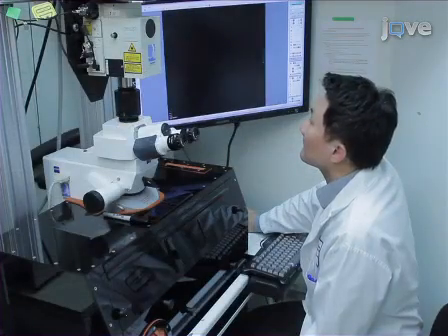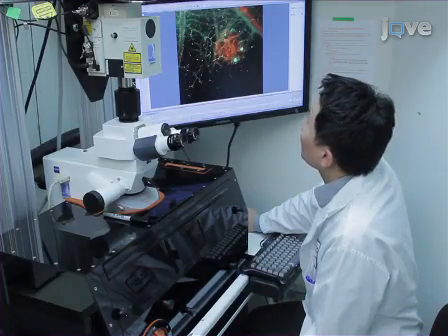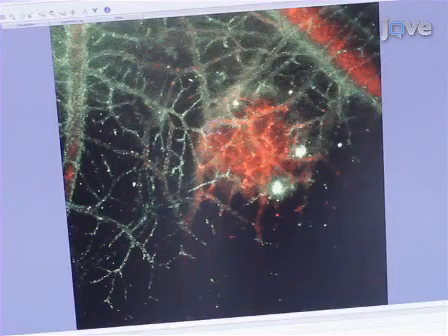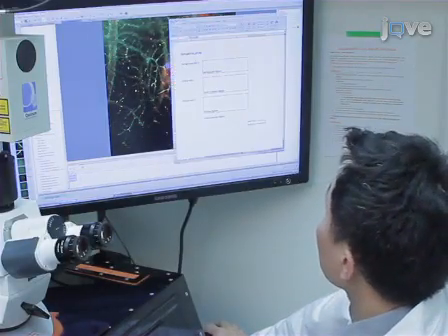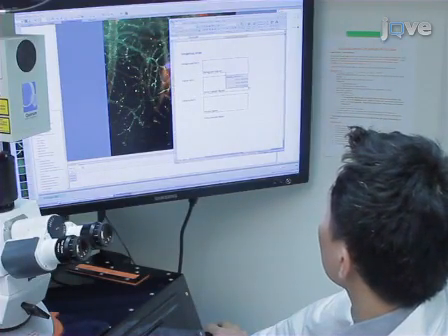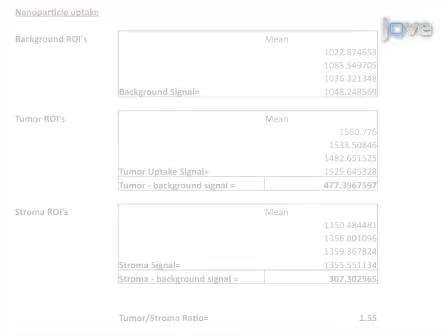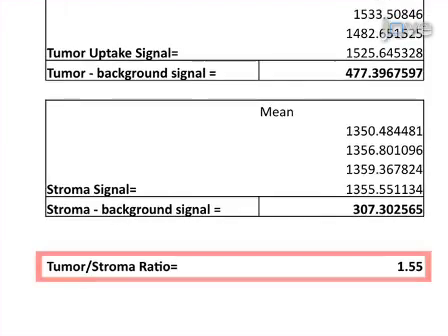To quantify the uptake of viral nanoparticles from the images, use a software package such as Velocity. First, select the tumor and delineate it from the surrounding stroma. This selection is facilitated by labeling the tumor with fluorescent dextran. Now, calculate the mean fluorescent signal from the nanoparticles in the tumor and in representative areas of the adjacent stroma. Next, calculate the ratio of the mean signal strength in the tumor selection to the mean signal strength in the stromal selection. A ratio greater than 1 indicates that the nanoparticles are preferentially localized to the tumor.